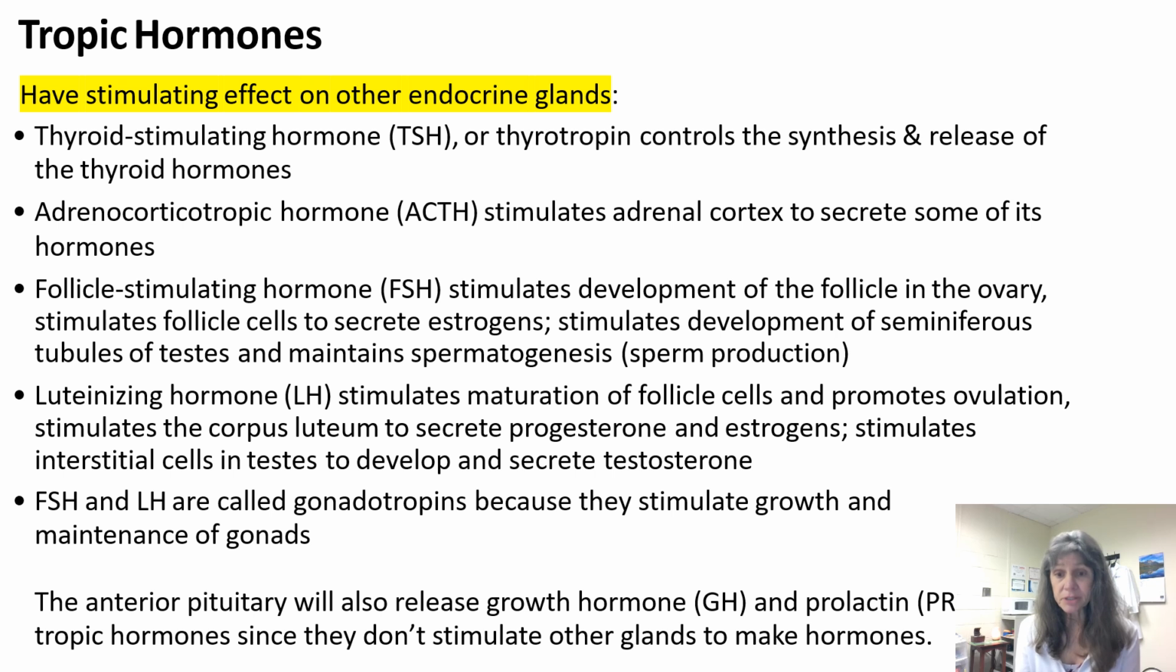The anterior pituitary, as I mentioned before, also will produce and release growth hormone and prolactin, but those are not considered to be tropic hormones because they don't stimulate other glands to make hormones the way the tropic hormones do. So the tropic hormones are turning on the next gland to make its hormones, whereas growth hormone and prolactin do not do that.